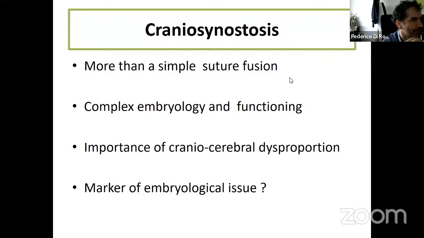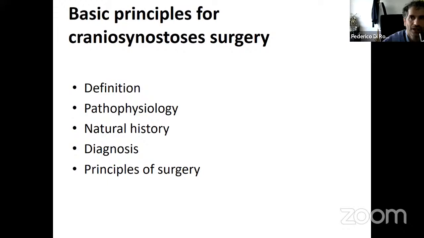So what is important to understand is that, of course, craniosynostosis is defined by the fusion of the suture, but it's not more than that, because it also affects the function of the underlying brain. It changes the function of the brain, and we will see that. And so there are lots of questions that still are unanswered. So what are the consequences? What is the natural history once the suture is closed?